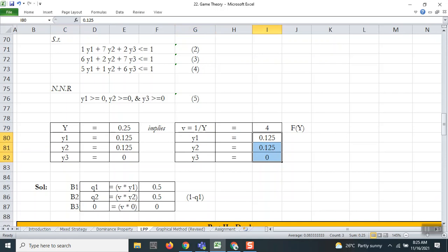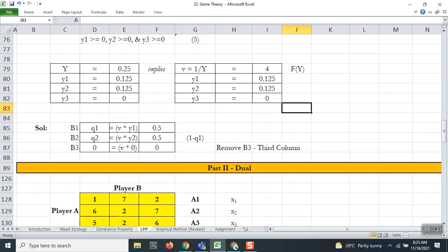Then we can find the probability of P1, the column 1 realization, which is the value of the game multiplied by y1. For Q2, it is the value of the game multiplied by y2. And since this one is 0, it has no effect; the value multiplied by it becomes 0. That means we have to remove B3, which is the third column. So that is part one.